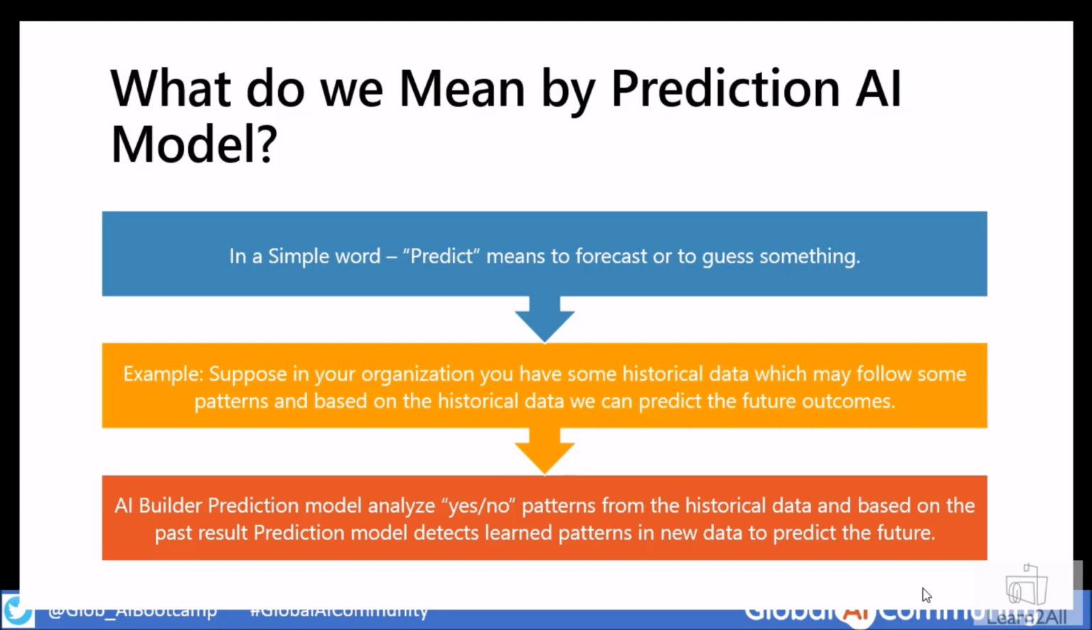The first question that arises in your mind is, what is a prediction model? How is it useful in our day-to-day routine? In simple words, I can say that to predict means to forecast or to guess something. It's very easy to understand these two terms. Now, let me explain with an example. Suppose in your organization you have some historical data which may follow some pattern, and based on the historical data we can predict the future outcome. Actually, how does it work? The AI Builder model analyzes the yes/no pattern from the historical data, and based on the past results, the prediction model detects the learned pattern in a new form and predicts the future.